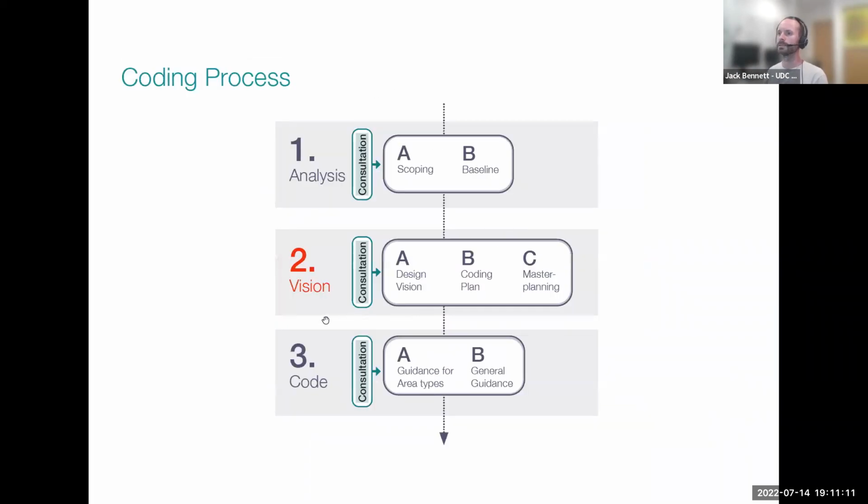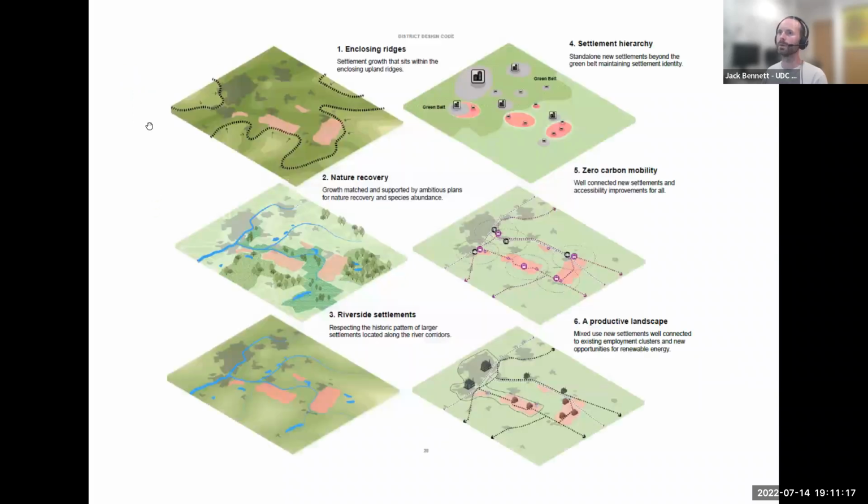Next stage then, the vision. This is an example from an example design code that consultants have produced. Again, just an example, but a vision will be a kind of high level aims and objectives linked to the local plan vision, but trying to set our kind of collective vision for how new places should be, something to test designs against to check they're meeting our vision.